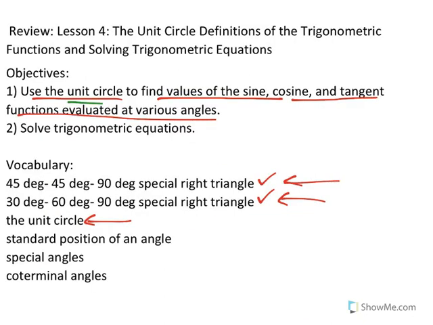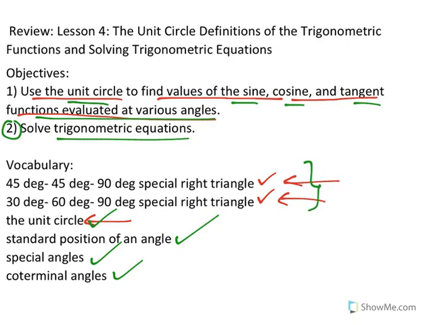So today we looked at the unit circle definition of the sine, cosine, and tangent functions evaluated at various angles, and we also looked at solving trigonometric equations. And our vocabulary included the unit circle, the standard position of an angle, special angles, and coterminal angles. We began our lesson by watching other videos for these two special right triangles.